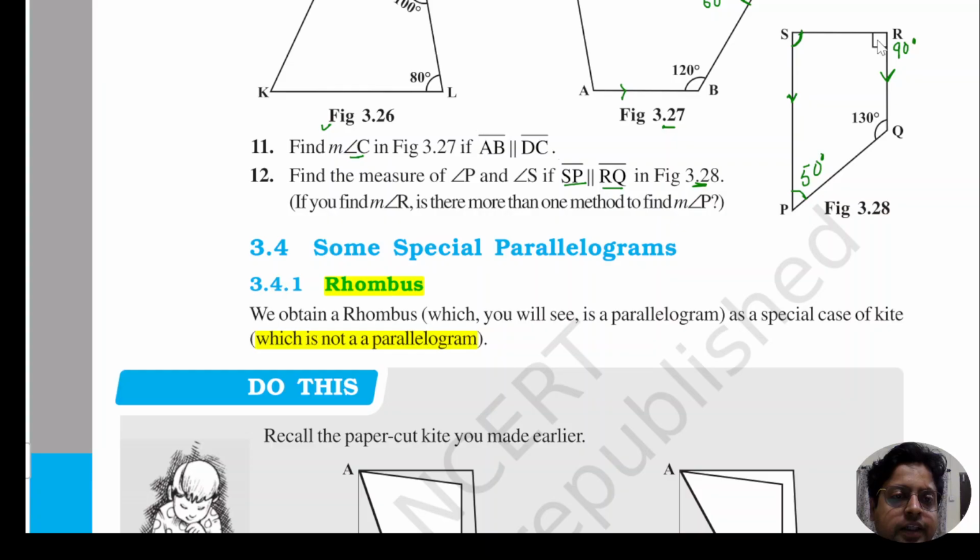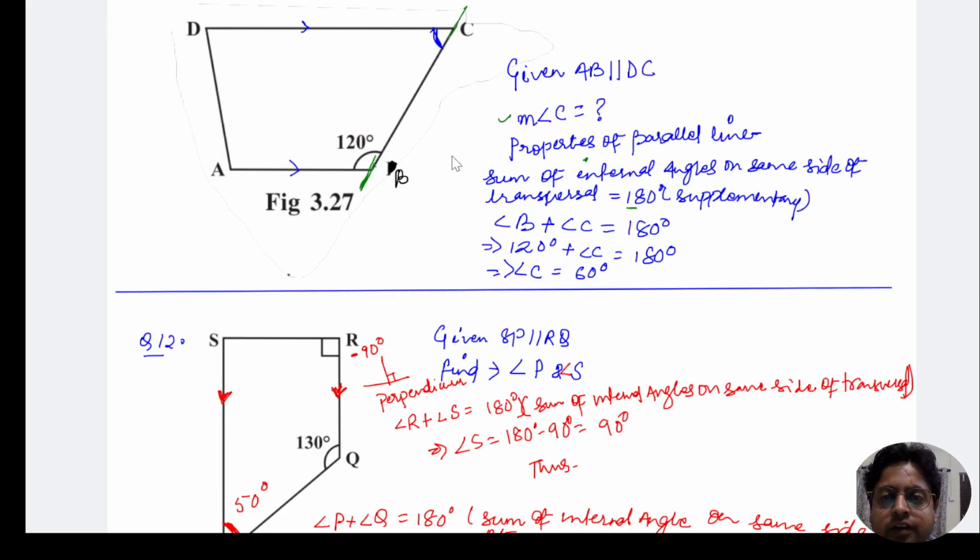I have solved this question here also. Given AB is parallel to DC and we have to find measure of angle C. Properties of parallel lines we will apply, that is sum of internal angles on same side of transversal is 180 degree. This is the transversal, and sum of internal angles on same side of transversal is 180 degree. So angle B plus angle C is 180 degree. So angle C is going to be 60 degree.